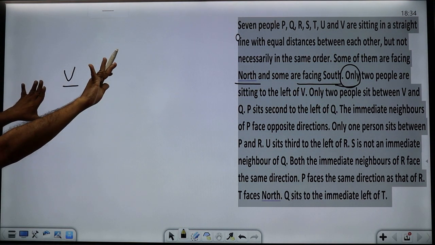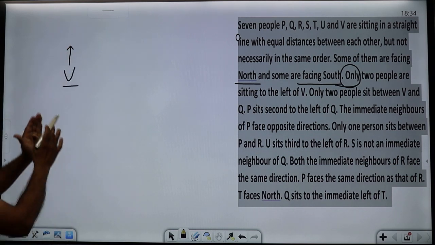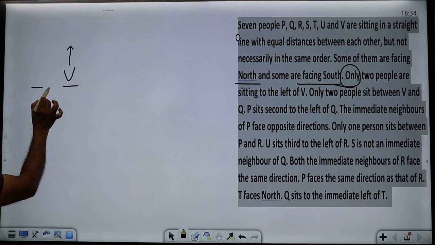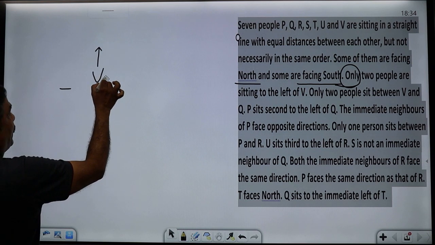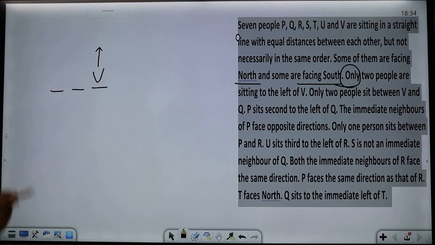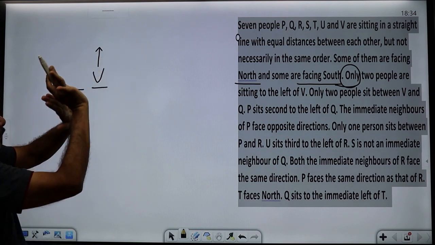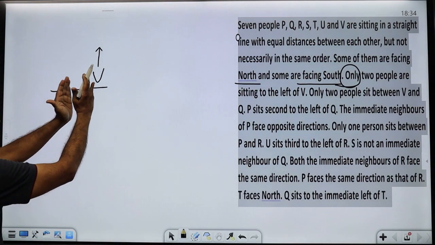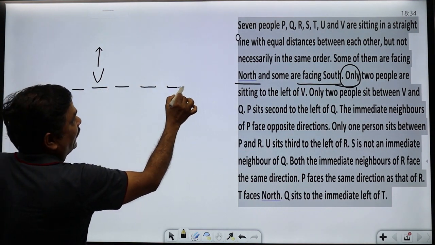Now I'll tell you the difference between when 'only' is there and when it is not. When V is facing north, only 2 people are seated to the left of V. That means 2 persons will come here, so I'm keeping one person here and this is the other person. The meaning of 'only' is that out of 7 persons, excluding V, 6 are there. Out of those 6, only 2 are to the left of V. That means the remaining 4 are on the right side of V.